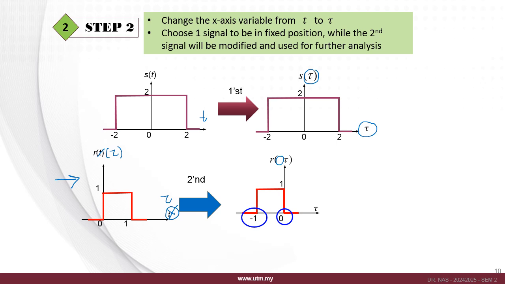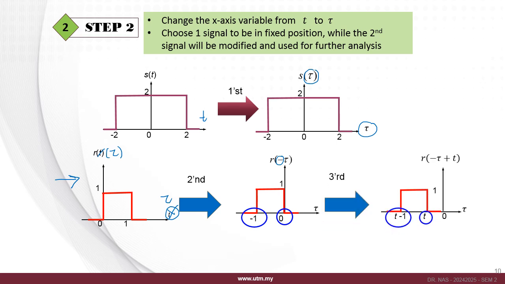Next, the signal will be shifted to the left by t. This signal r(-tau) is being shifted to the left by t. Originally it is at 0, so now it is shifted to the left by t. Minus 1 is shifted to the left by t, so it becomes the range of t to t minus 1. This is what you need to do to the second signal that you have decided to use for further analysis.